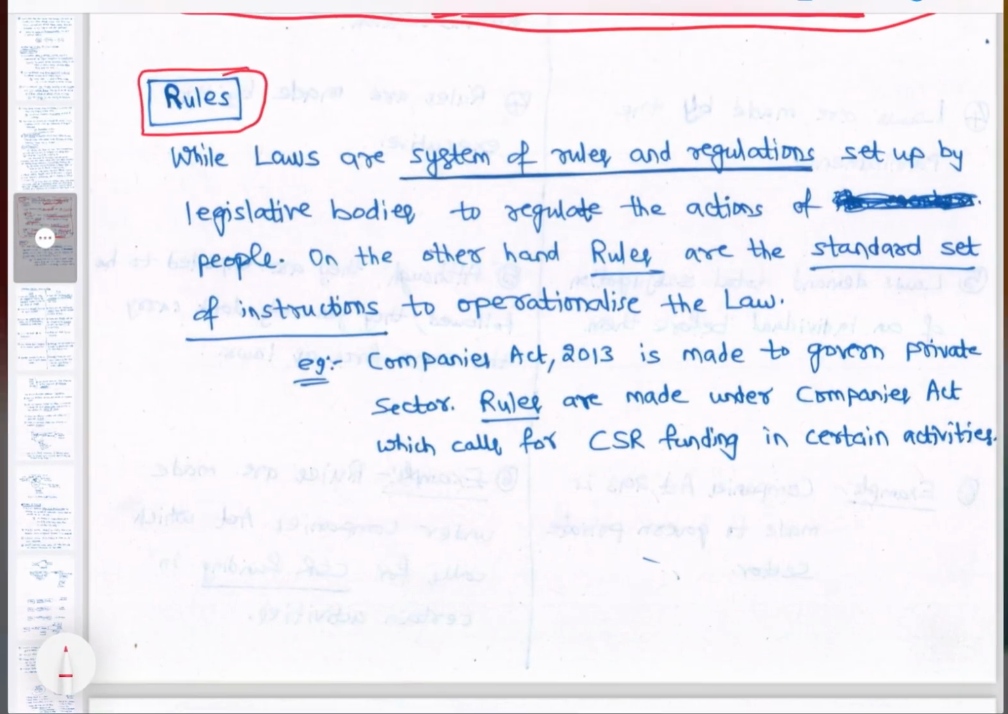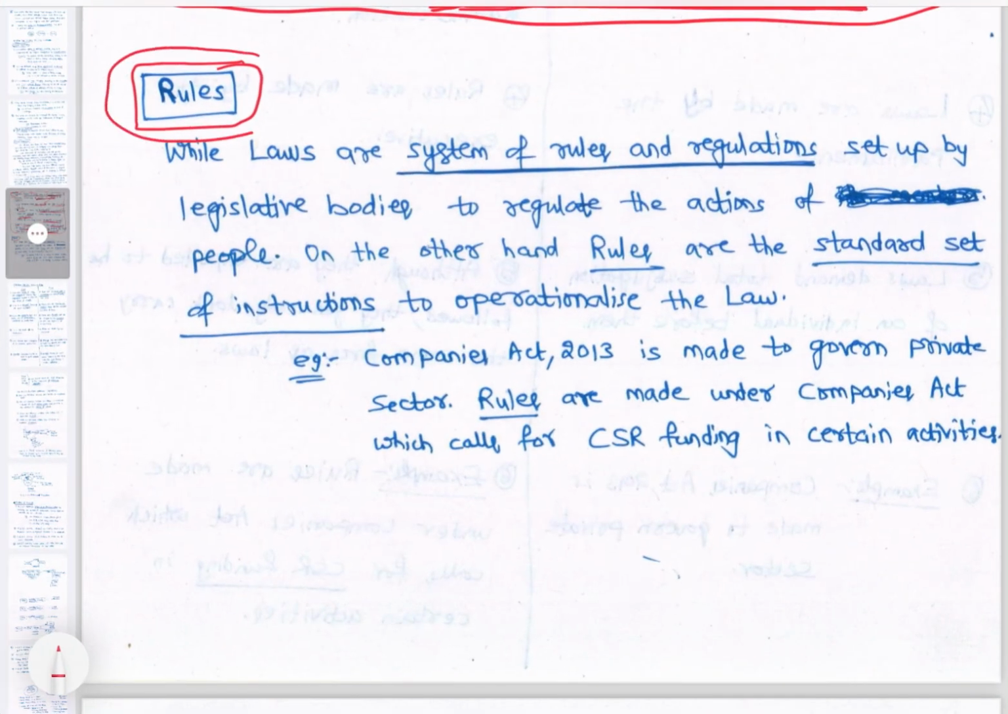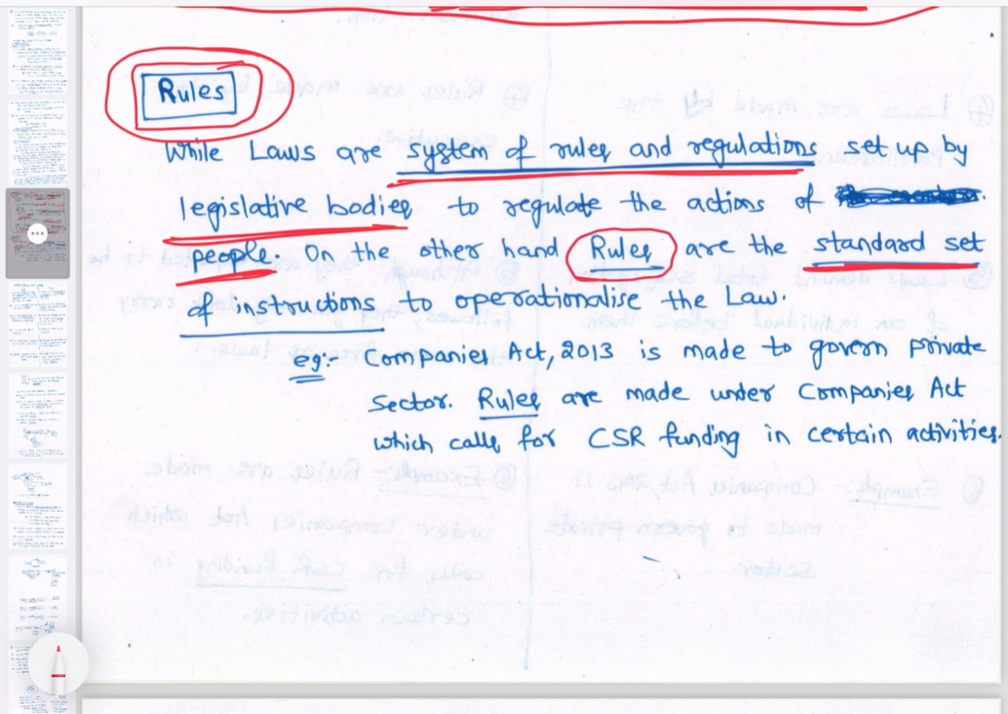So what are rules? Laws are a system of rules and regulations set by a legislative body to regulate the actions of people. On the other hand, rules are a standard set of instructions to operationalize the law. Instructions to operationalize law. So what do we mean by operationalizing a law?